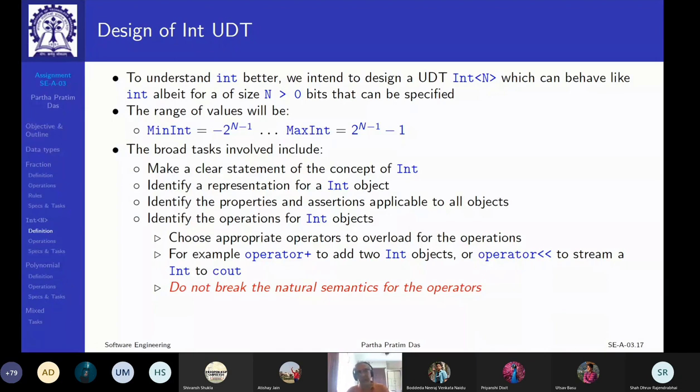Clearly the maximum that you can represent in this type would be 2 to the power N minus 1, minus 1, and the minimum is minus 2 to the power N minus 1, as you can easily figure out, and it will have that wraparound. So again, we want to make a clear statement of the concept, identify the representation, assertions, operations of this type, and so on and so forth.